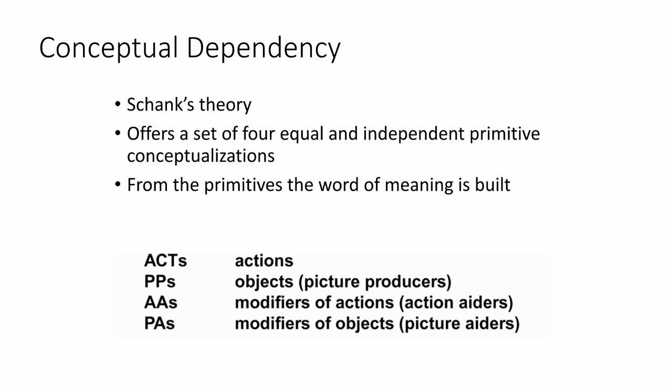So basically conceptual dependency is Schank's theory, and it offers a set of four equal and independent primitive conceptualizations, and from these primitives the world of meaning is built. So basically four primitives: ACTs, that is actions; PP, that is objects, called picture producers; AAs, that is modifiers of actions; and PAs, that is modifiers of objects, called picture aiders.